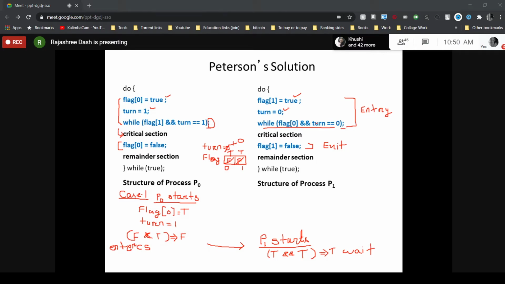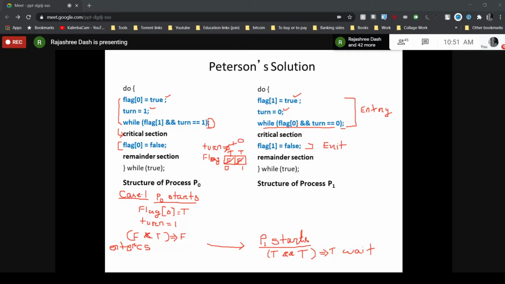That means if both conditions are true, it is executing the semicolon. Again it checks the condition, so P1 is repeatedly checking that condition, doing nothing. That means P1 is not allowed to enter the critical section. That was the mutual exclusion property. According to the mutual exclusion property, at a time only one process is allowed to enter the critical section. So when P0 is executing in its critical section, P1 is not allowed to enter. So it satisfied the mutual exclusion property.